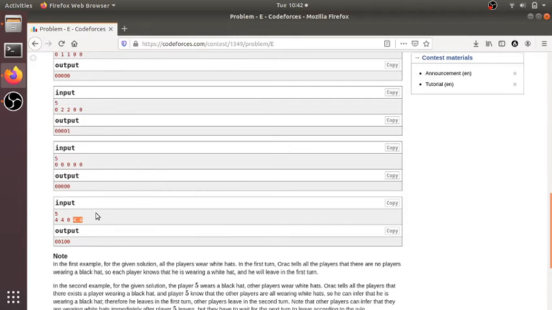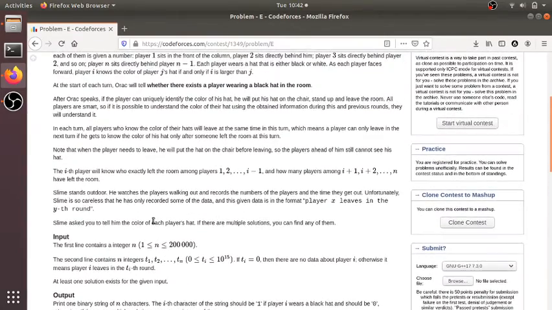So when two have left and he knows that, is it written that another color can leave at the same time in this turn, which means the player can only leave in the next turn if he gets to know the color of his hat only after someone left the room at this turn. The player can only leave in the next turn if he gets to know.